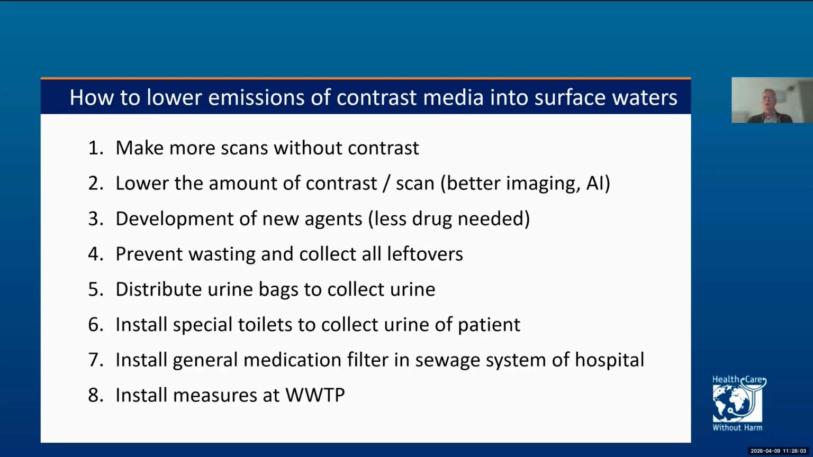We can install special toilets. If a patient gets a scan, we will ask the patient, and we are trying to investigate this, to remain here for 2-3 hours, which is also about the half-life, and then they pee here in the hospital. So that should be included in the normal procedure. When you get a scan, you must stay for 2 hours in the hospital. We have a special toilet, and then we can collect all these contrast agents. Installing a general filter is a complex thing at hospitals, and installing all kinds of measures at wastewater treatment is also complex to get rid of these agents.